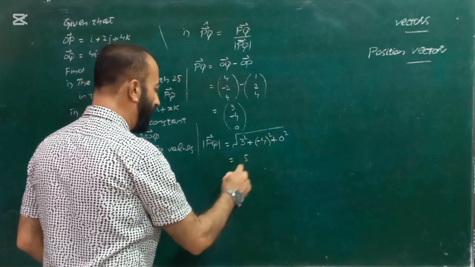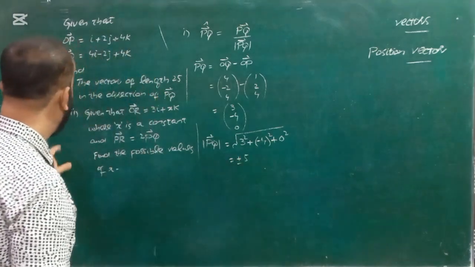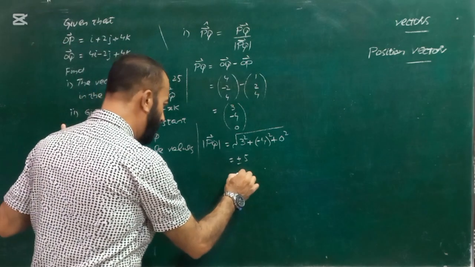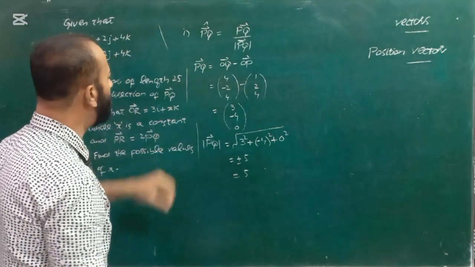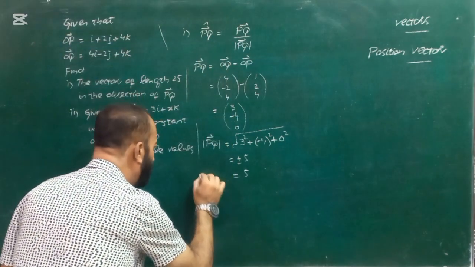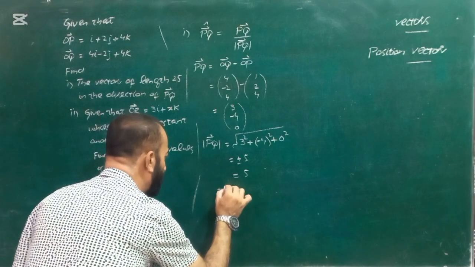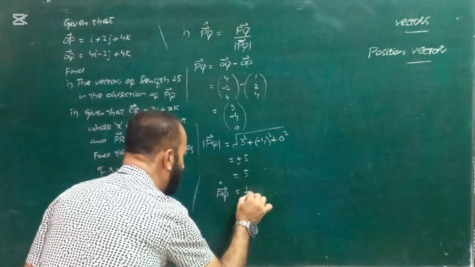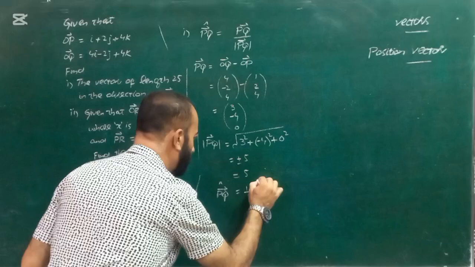And because we have taken the square root, plus minus value will be there. But magnitude is a positive number, so that will be 5. Now putting values into this formula, the PQ unit vector will be equal to 1 by 5 into this vector 3, minus 4, 0.